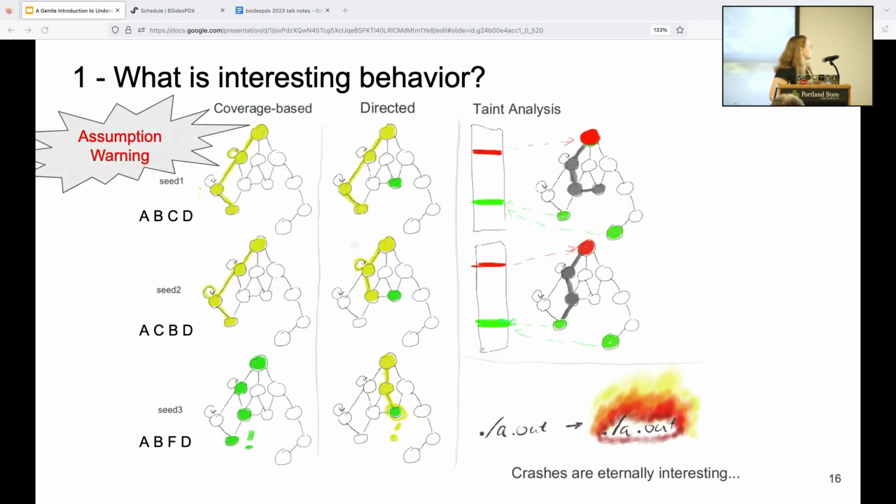So, starting with what's interesting behavior. Right now, one of the dominant paradigms is coverage-guided or coverage-based. This basically tries to approximate paths through a binary. Its underlying assumption is that the more you explore of a target or a victim, the more interesting things you're likely to find. If you want to see a thing crash, you have to get the code to execute first. So that kind of makes sense, right?